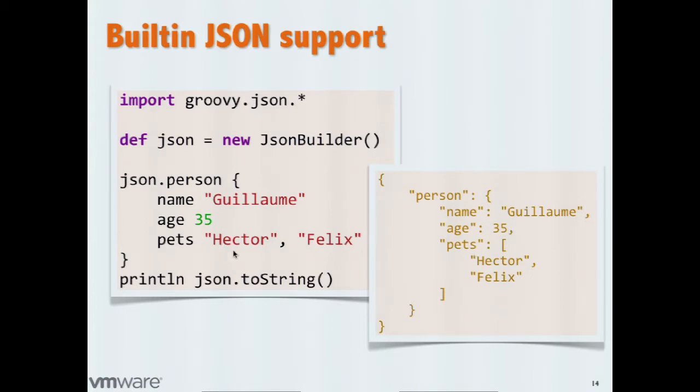When I have a list here of pets, it's going to create a JSON array, and that's why you see the square brackets. And well, that's basically it. So it looks like, again, our XML support, but well, that's for JSON.